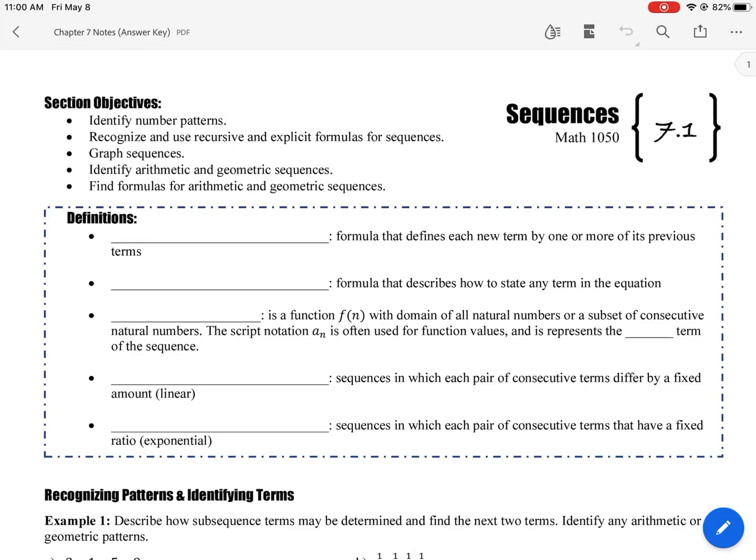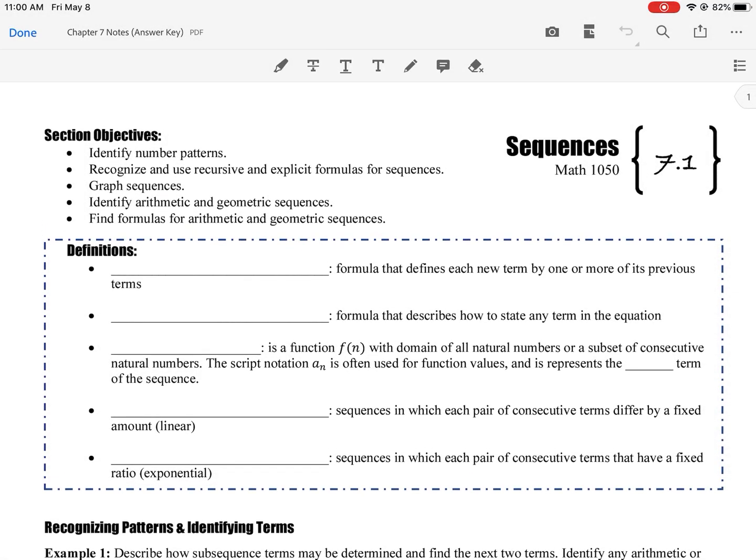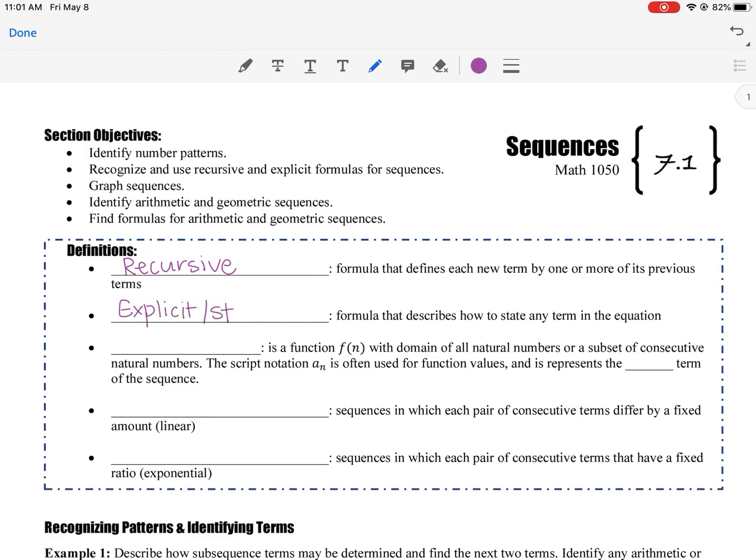Okay, today we're going to talk about sequences. So this should be a review from both what you did in secondary 1, but I also think you touched on it in secondary 3. So a formula that defines each new term by one or more of its previous terms is called a recursive formula. Whereas a formula that describes how to state any term in the equation we call an explicit, or sometimes they'll refer to it as a standard formula as well.